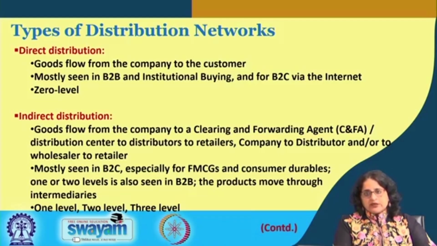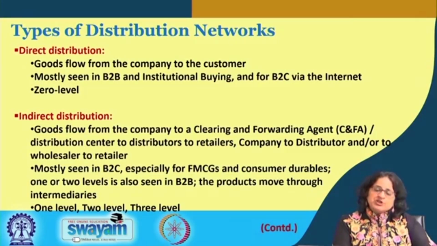We could have a 1 level channel or a 2 level channel or a 3 level channel. Now, the goods flow from the company to a CFA, or a clearing and forwarding agent, or to a distribution center, and then they move to distributors, to retailers, or they could also move from the company to the distributor and to the wholesaler and to the retailer.